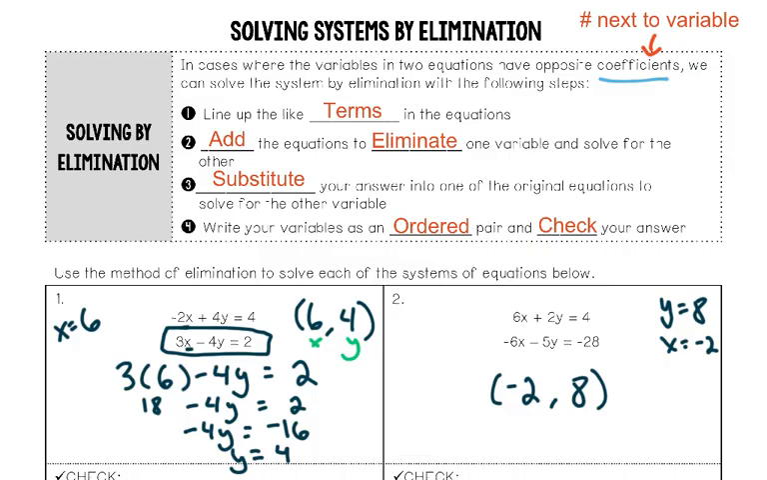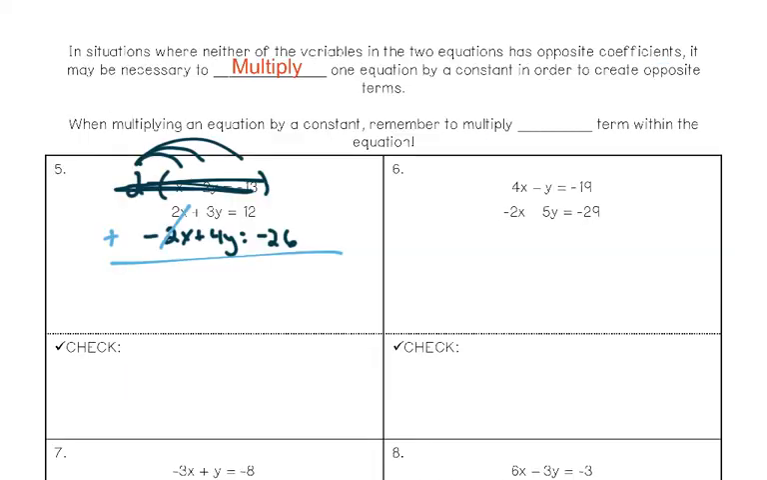So now I can just follow the steps that we just did here. I lined up my like terms in the equation. I added the equations to eliminate the one variable. The one variable I eliminated was the x's. 2x and negative 2x cancel out. So now I have 4 plus 3y, so that is 7y, and that equals negative 14. When I divide both sides of the equation by 7, I end up with y equals negative 2.